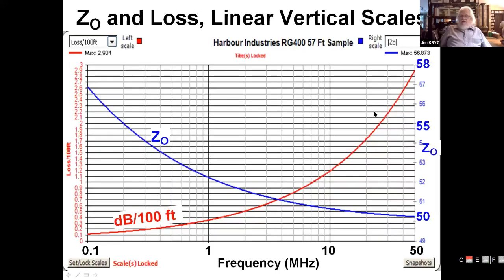Here's some measured data for RG400. So we've got a log frequency axis, and we have linear vertical axes. So dB per 100 feet is looking at this loss axis, and the impedance is looking at this axis. Notice that the characteristic impedance rises at low frequencies, and eventually becomes asymptotic to its nominal value up in the VHF range.